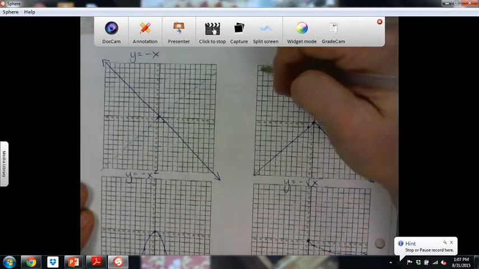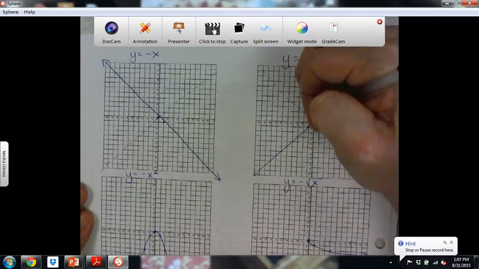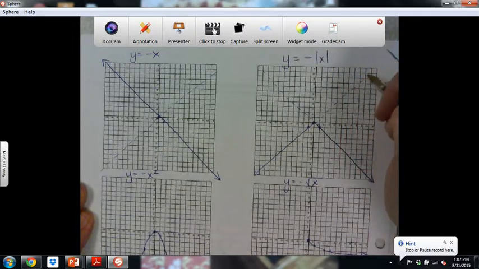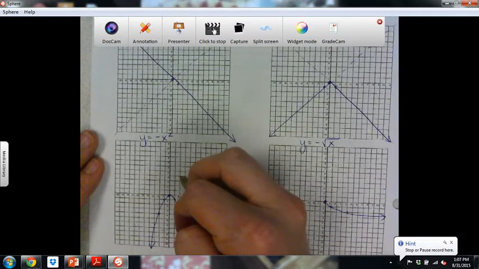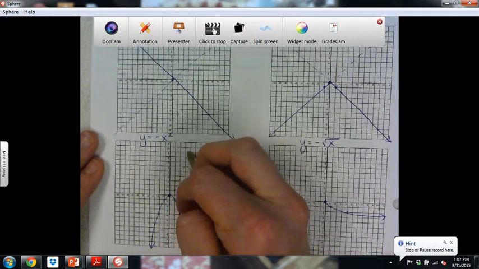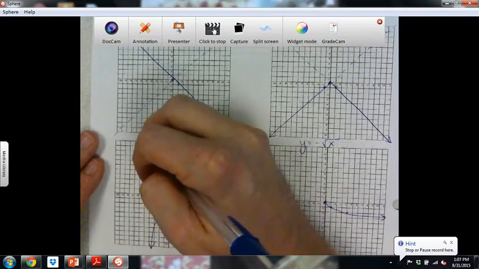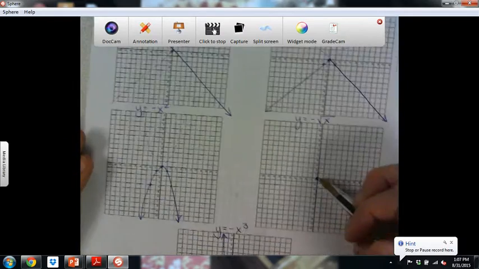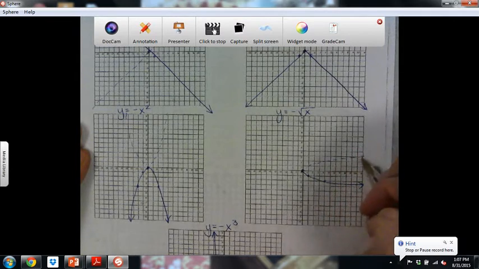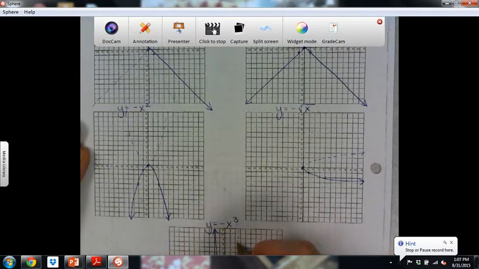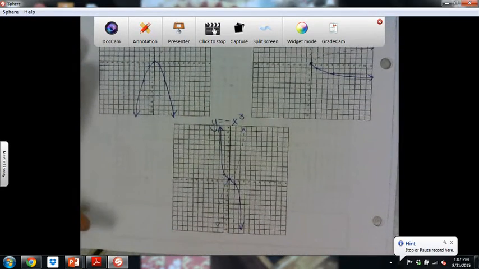So before our absolute value function looks like this, before our parabola looked like this, before our square root function looked like this, and before our cubic function looked like this. So everything is simply being reflected over the x-axis.